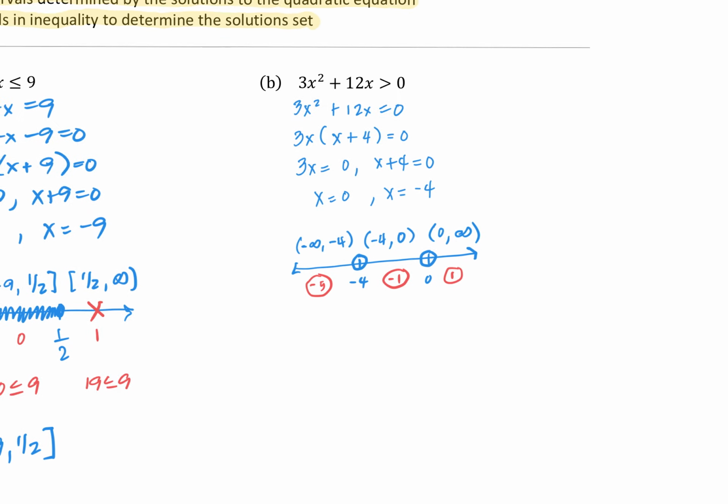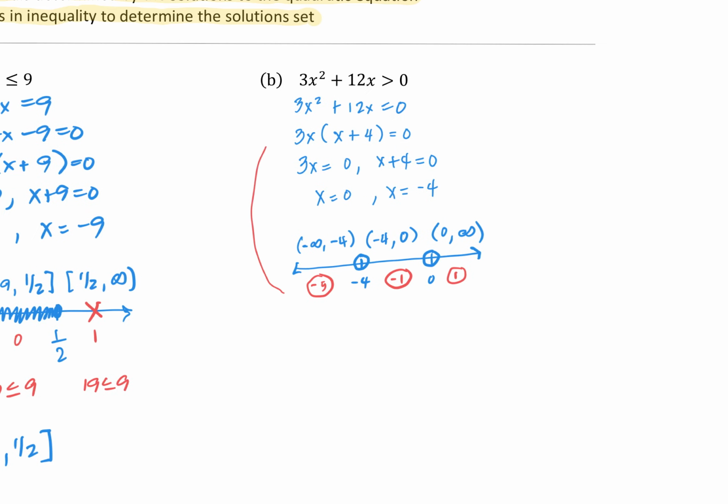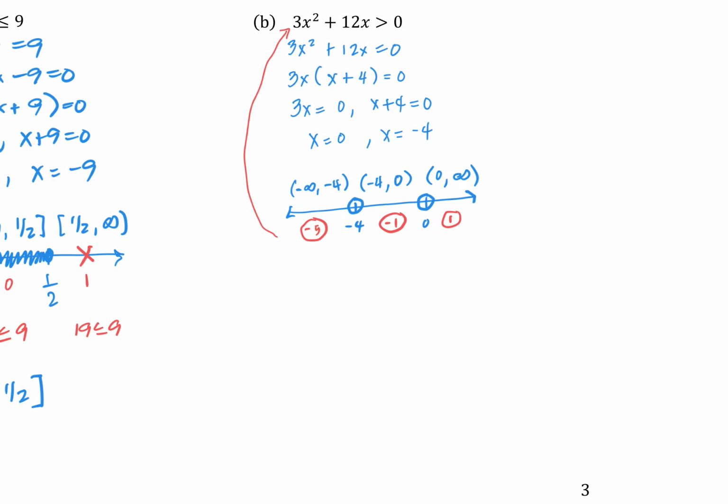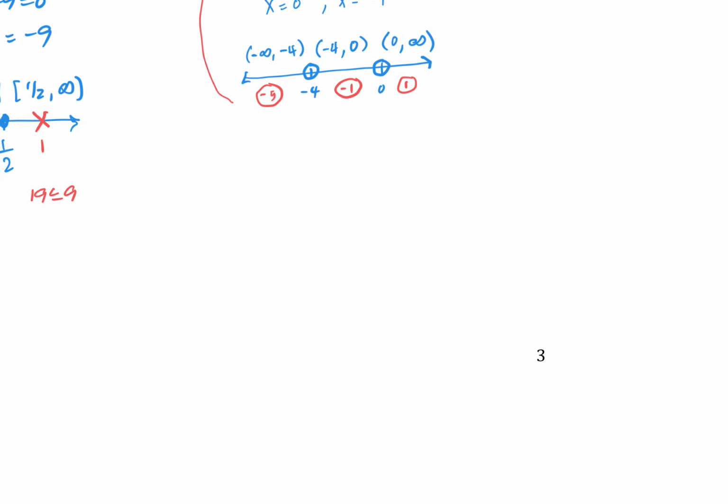So remember, we're putting those test points into the original inequality. If I put in -5 in my calculator, let's see, what do I get? 15? Yeah, I get 15 greater than 0. That's true. So I can use that first interval.